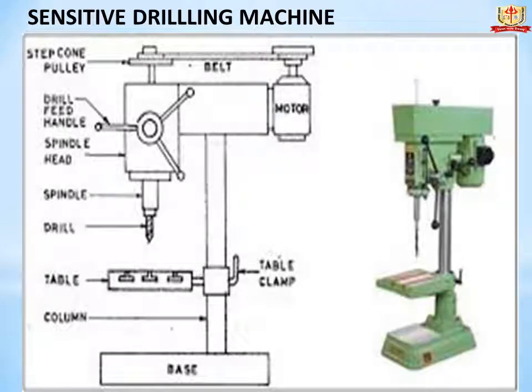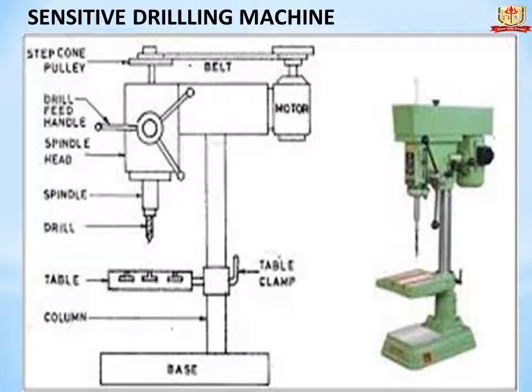In this slide we study sensitive drilling machine. Sensitive drilling machine is the simplest type of drilling machine mainly used for light duty work. It consists of a base, vertical column, head supporting the motor with a driving mechanism, rotating drill spindle, and horizontal table. Base may be mounted on table or on shop floor.